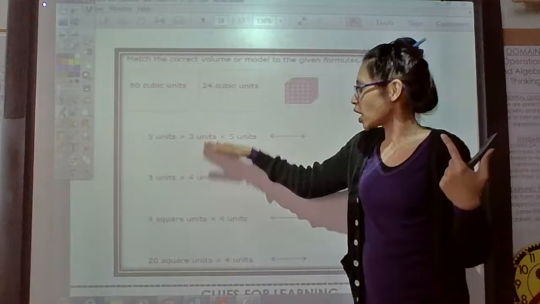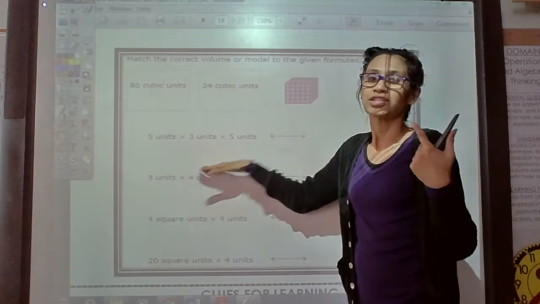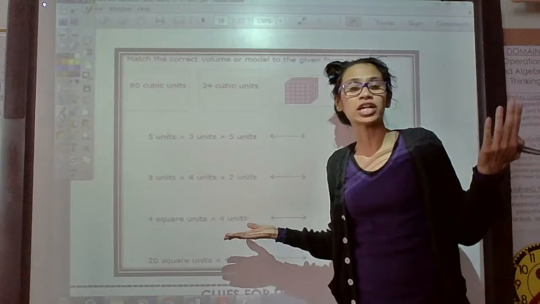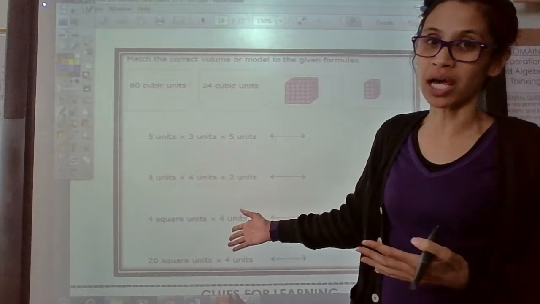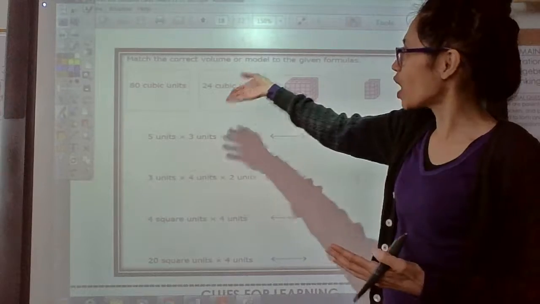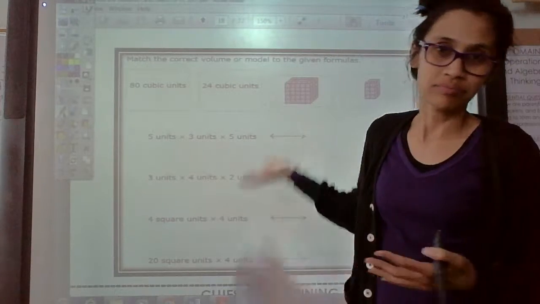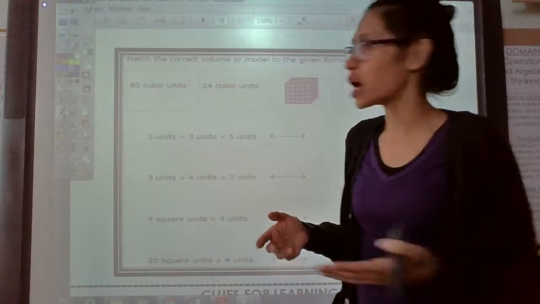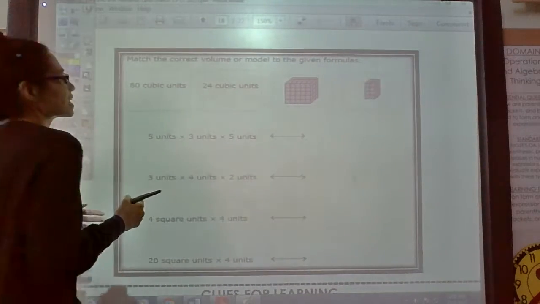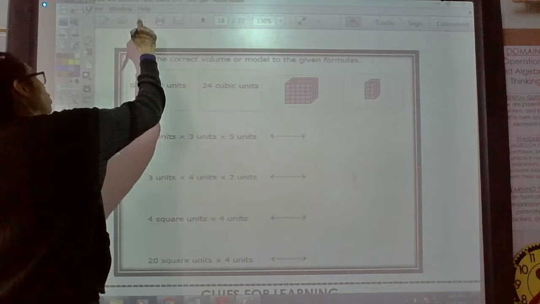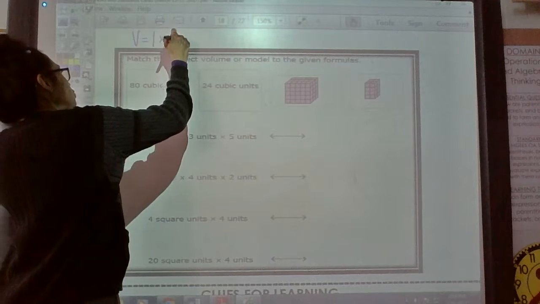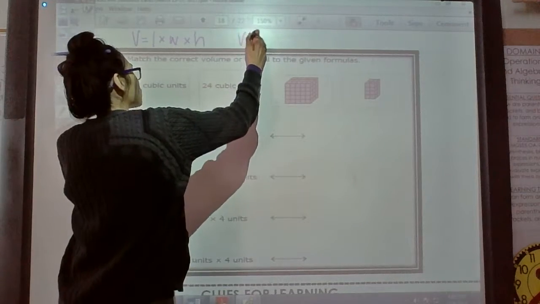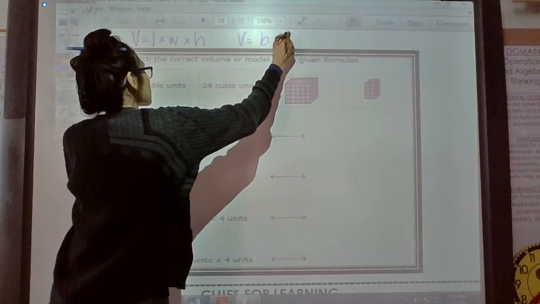Now, we have 4 different formulas down here, and we need to match up the formulas with the correct volume or the model, okay? Do you remember how we find the volume? Let's write it up here. So we know volume is what? Length times width times height, which is also the same thing as volume equals the base times the height.